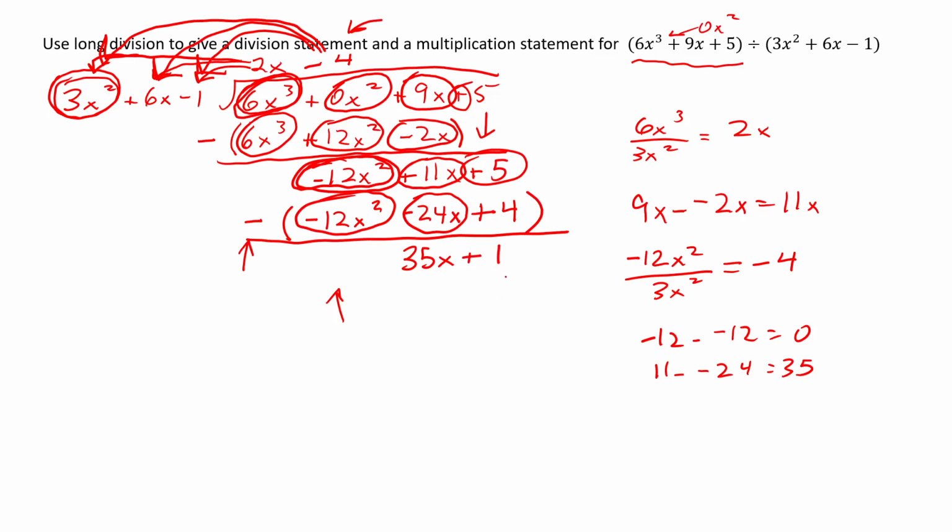And so now what I have is a quotient of 2x minus 4. That's up at the top. The quotient is 2x minus 4, and I've got a remainder of 35x plus 1. And so now my job becomes to state my division statement and my multiplication statement.